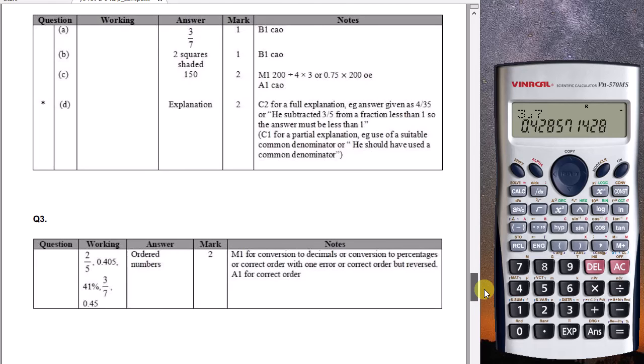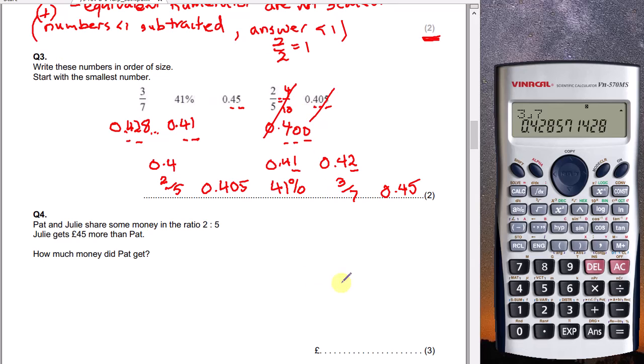Right, so the conversion line is the first mark. The second one is, it doesn't matter between these two, if you give them in decimal form or if you give them back in the original form. Good practice, use the original form.